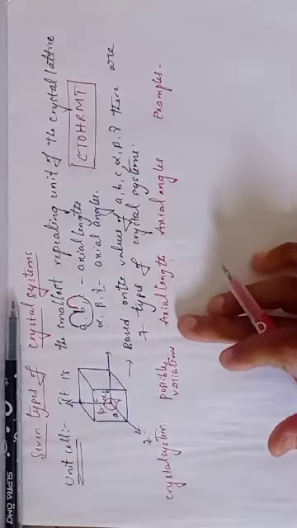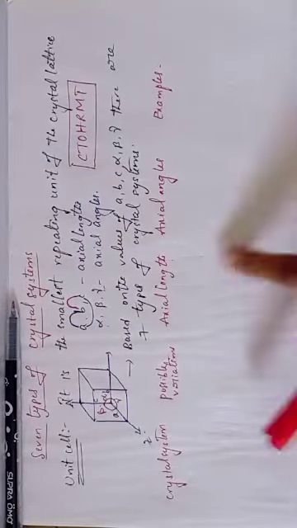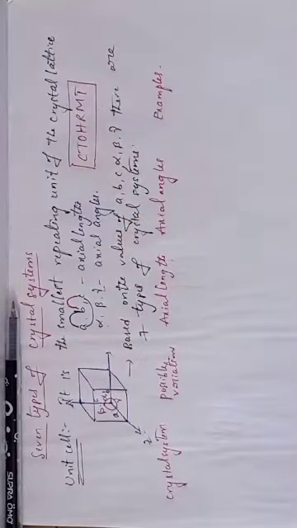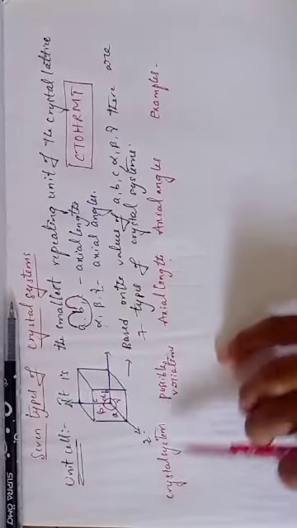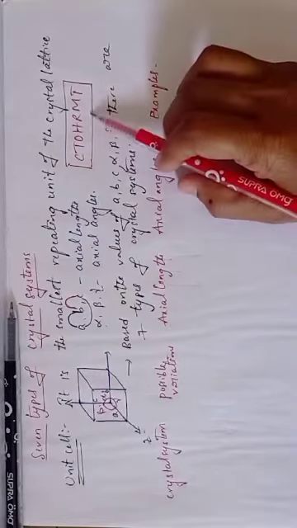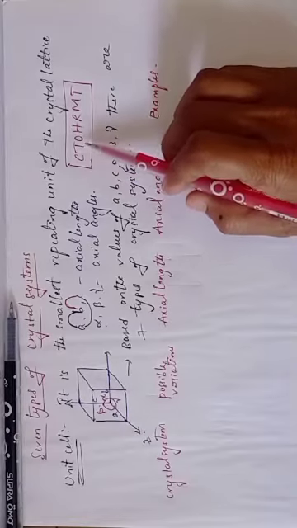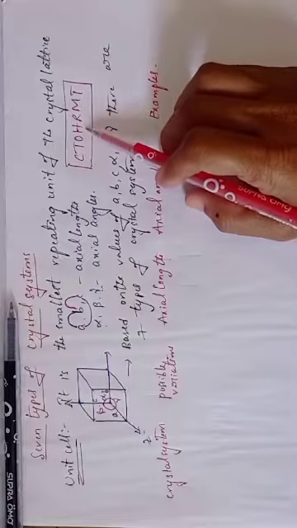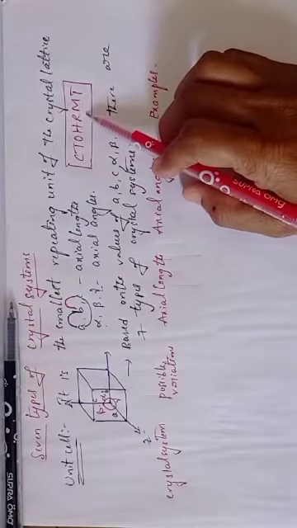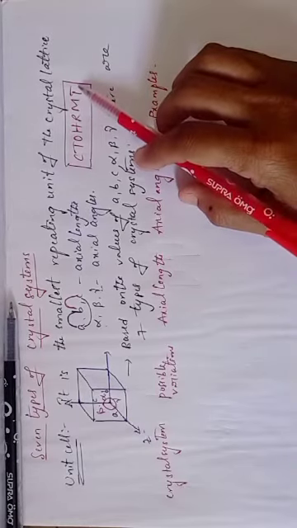So first, what is C? CTO HR MT, right students? Listen, CTO HR MT, I told you the shortcut, correct? What is C, students? Cubic system. T means tetragonal system. O means orthorhombic system. H means hexagonal system. R means rhombohedral. M means monoclinic. T means triclinic system, students.